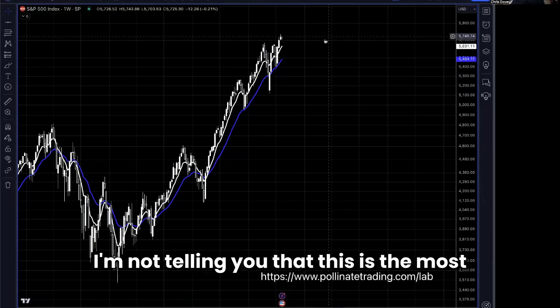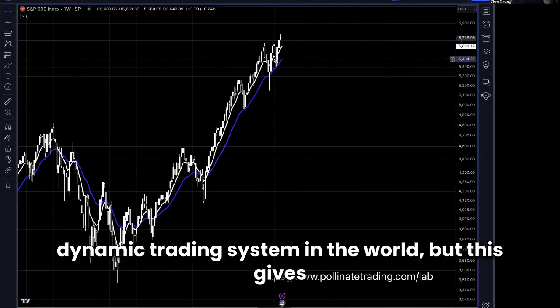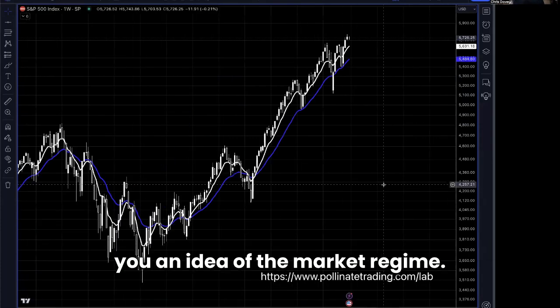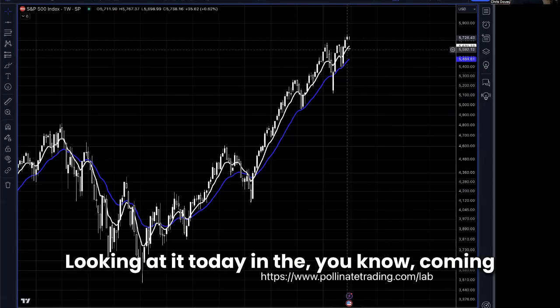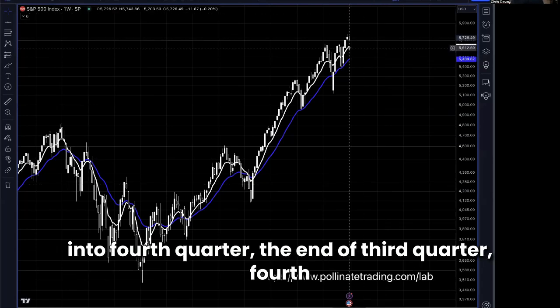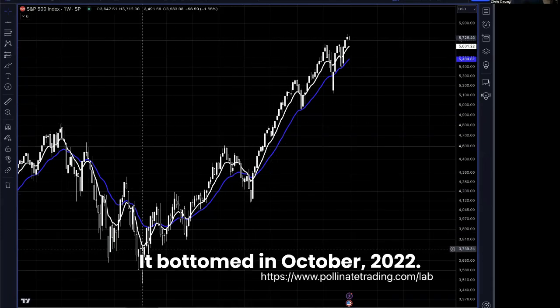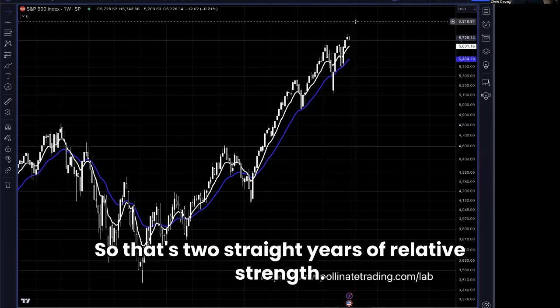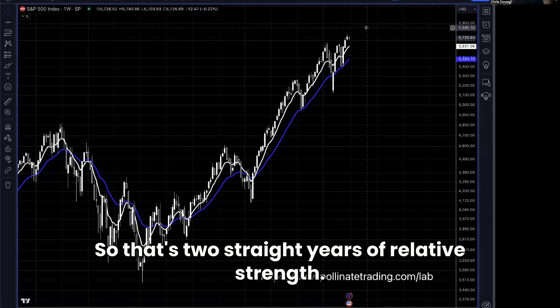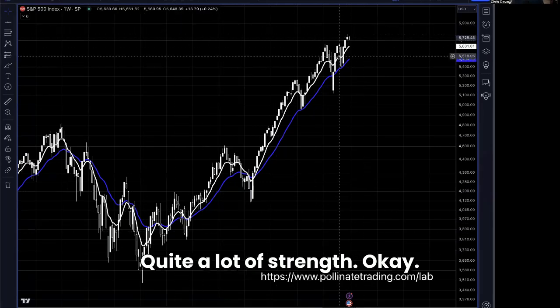I'm not telling you that this is the most dynamic trading system in the world, but this gives you an idea of the market regime. Looking at it today, coming into the end of third quarter, fourth quarter 2024, at this very moment, it's bullish. It bottomed in October 2022. So that's 2 straight years of relative strength, quite a lot of strength.